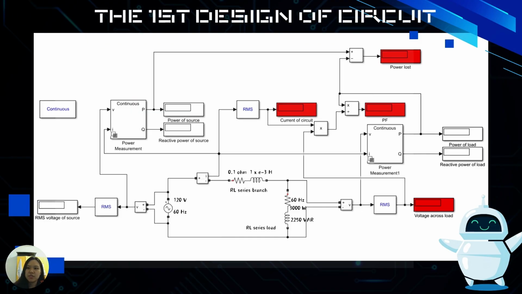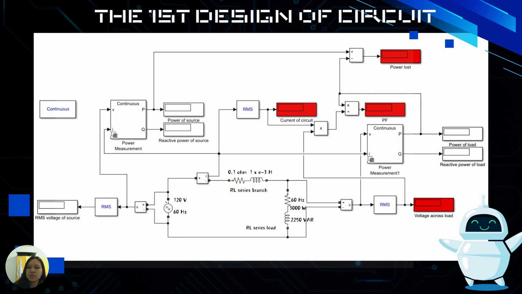In this video, I will show how we improve the power factor of a circuit. From this assignment, we use MATLAB software to develop the simulation circuit in order to apply the concept of power factor correction. In this circuit, we had the RL series branch by setting 0.1 ohm of resistance and 1 millihenry of inductance, whereas we set 120 of nominal voltage, 60 Hz of frequency, 3000 watts of active power, and 2250 watts of inductive reactive power in the RL series load.